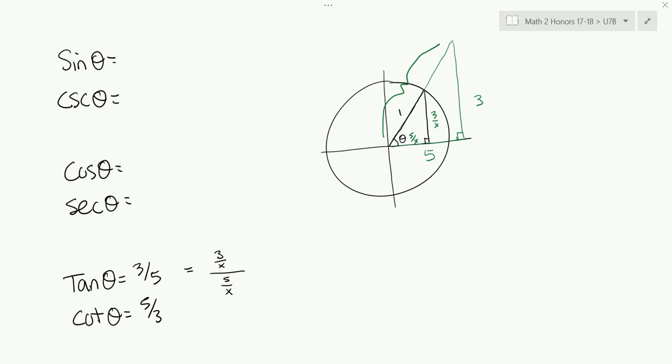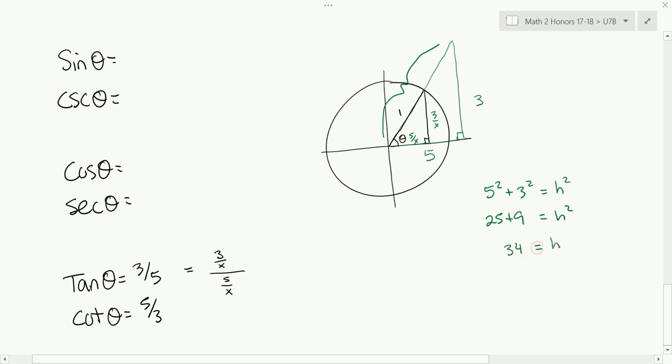Okay, so Pythagorean theorem again. So 5 squared plus 3 squared is the hypotenuse squared. So 25 plus 9, which is 34. So the hypotenuse of that triangle is the square root of 34.